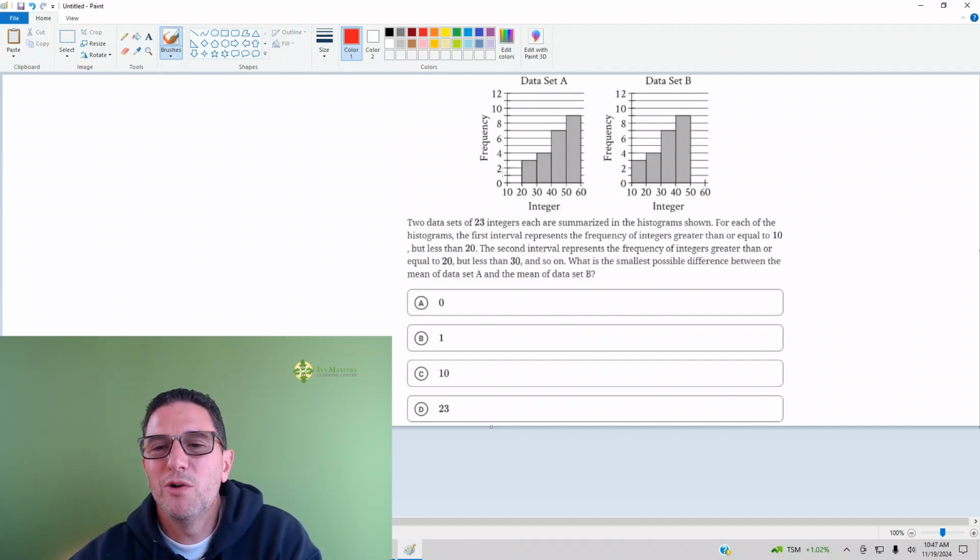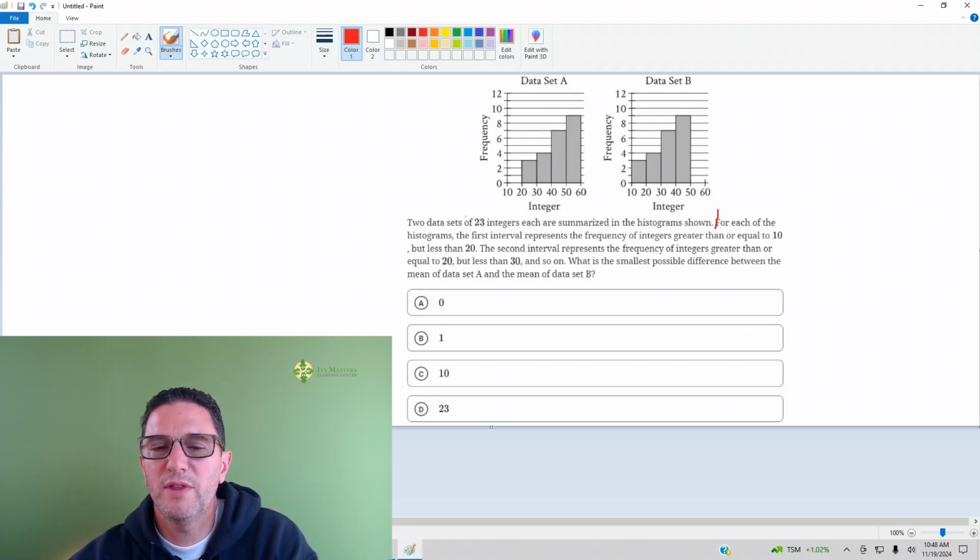What you might notice is that the shape of the graphs are the same. The first bar goes up to 3 in both, the second bar goes up to 4 in both, the third bar goes up to 7 in both, and the last bar goes up to 9 in both. And each of those 4 bars spans 10 consecutive integers. And you see that for both graphs. So let's see what it's getting at.